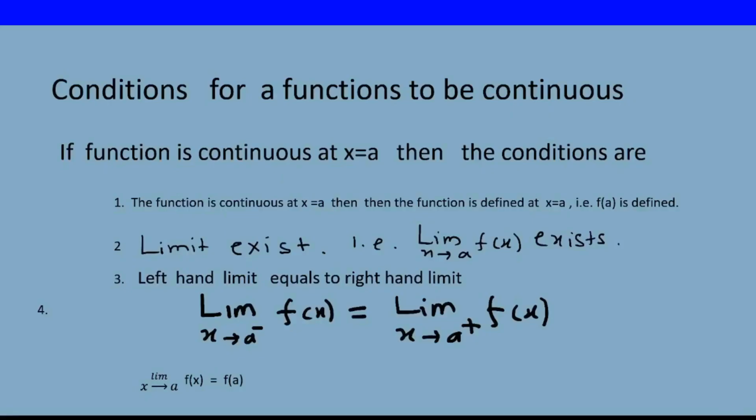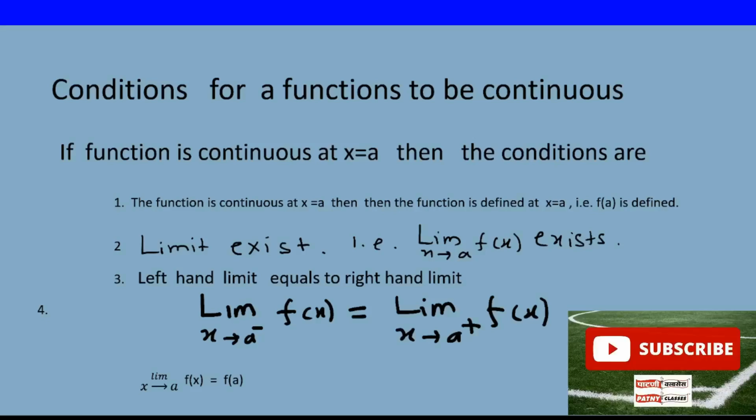Conditions for a function to be continuous. There are a few conditions. If we satisfy them, then only a given function is continuous. The first condition is that we must be able to define the function. If we are not able to define the function at x equals a, then it is not continuous at x equals a. Second one, the limit exists.